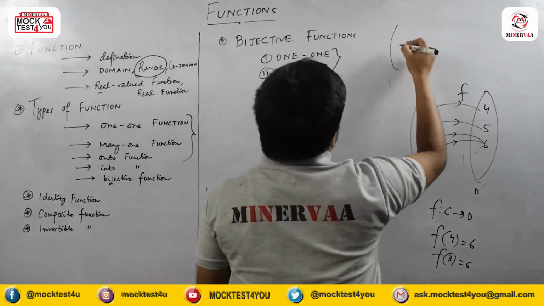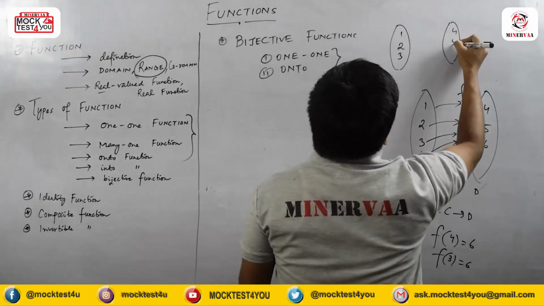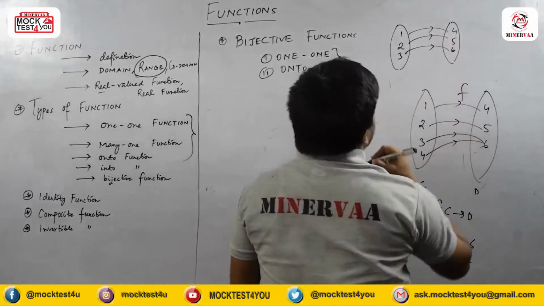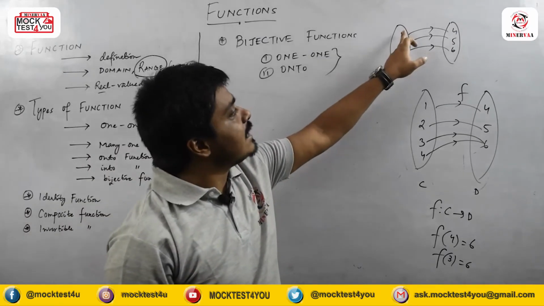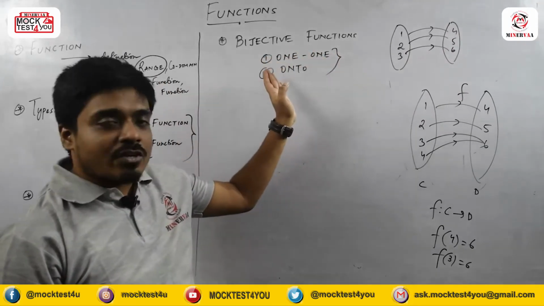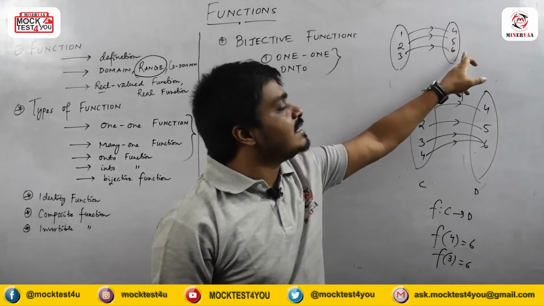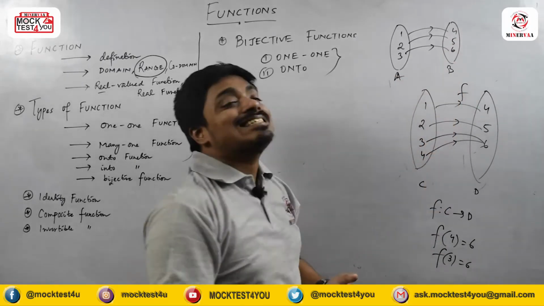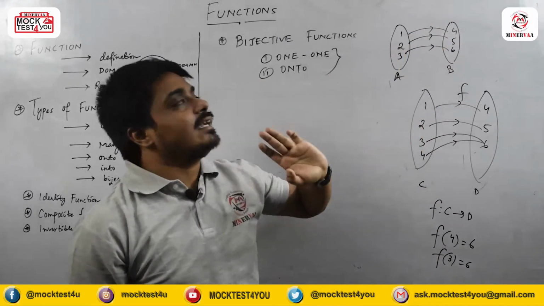If I have to go with an example, take 1, 2, 3 and 4, 5, 6. 1 with 4, 2 with 5, 3 with 6. This is a bijective function, because every element in set A has a distinct image in set B. That is the condition for one-one function. And the condition for onto function is what? Every element in set B is an image of a distinct element in set A.